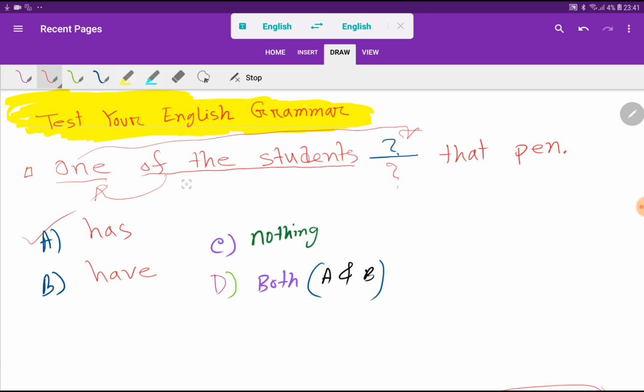Of the students, this is an adjective phrase from the functional side, but from the structural side this is a prepositional phrase, but from the functional side this is an adjective phrase. As you know that one is a noun, right? And one of the student is modifying the noun one. That is why this is an adjective phrase, right? From the functional side, but from the structural side this is a prepositional phrase.